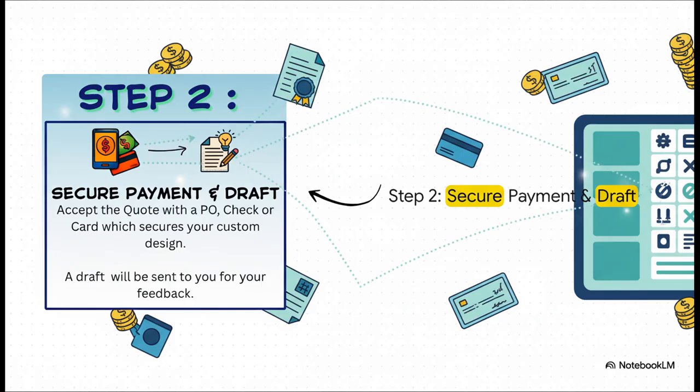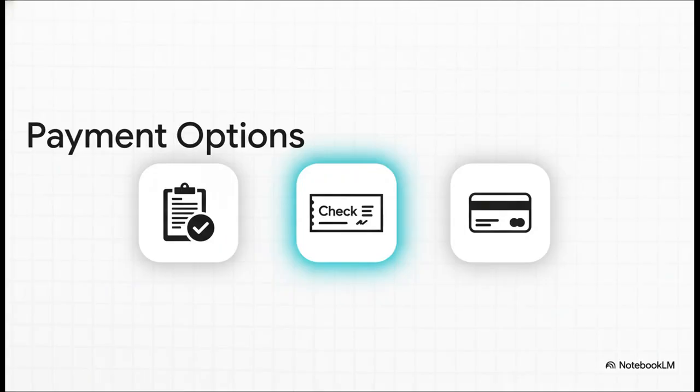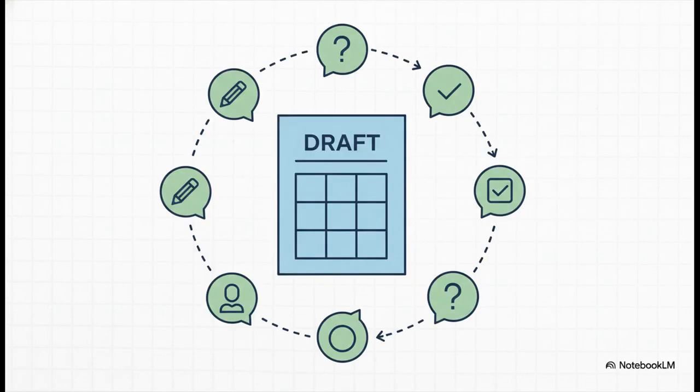All right, on to step 2. This is where you make it official and we get to drafting. Paying is flexible too. You can use a purchase order, a check, or a credit card. Next, we'll send you a draft. This is where you give us your feedback so it's perfect.